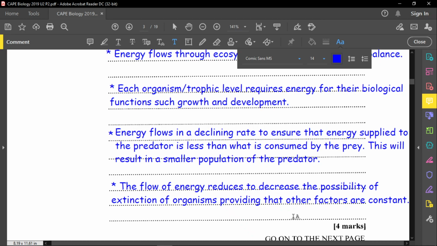So it's very useful for energy to decrease along the food chain. And you should also remember the 10% rule, that energy decreases along a food chain or food web by 10%. All right, and so let's go into the other question.